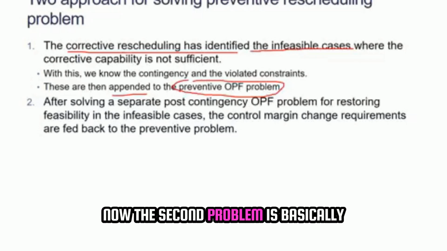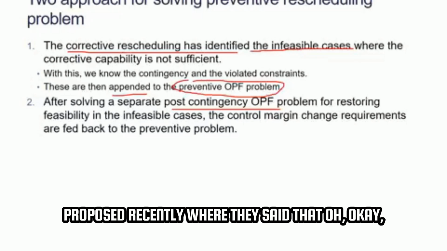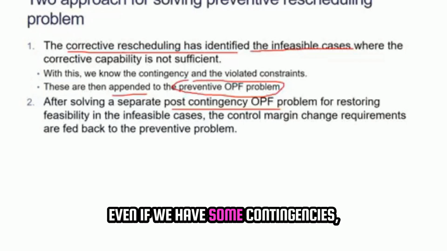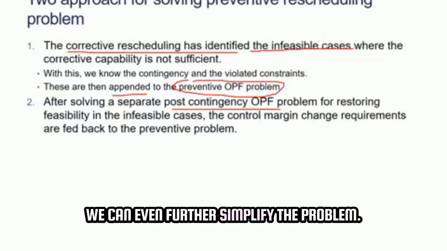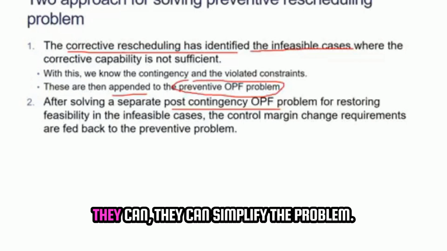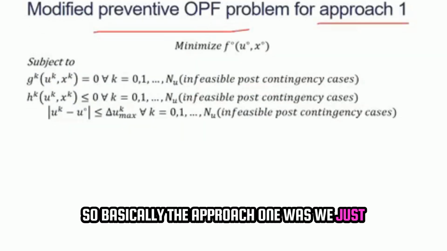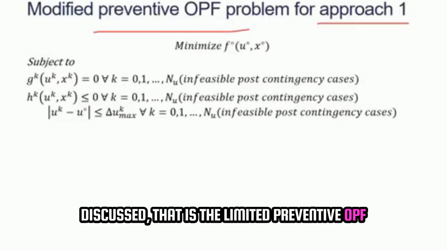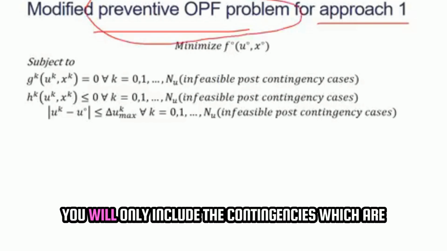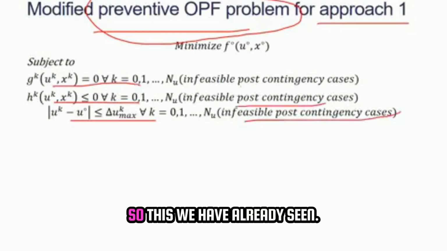Now the second approach is something innovative and creative that was proposed recently, where they said that even if we have some contingencies, we can further simplify the problem. So let us see how they have proposed that. The first approach we just discussed, the limited preventive OPF problem, preventive rescheduling problem, where you only include the contingencies which are infeasible in the corrective rescheduling state. So this is clear to everyone.